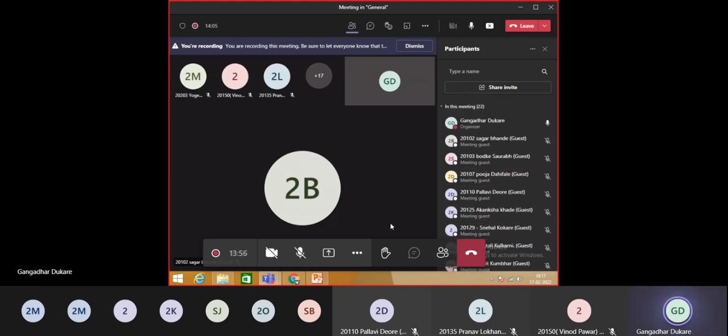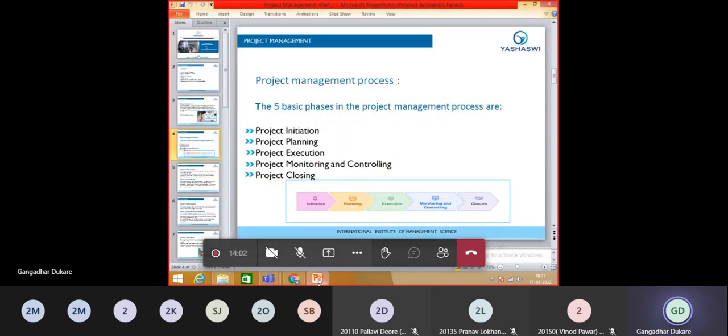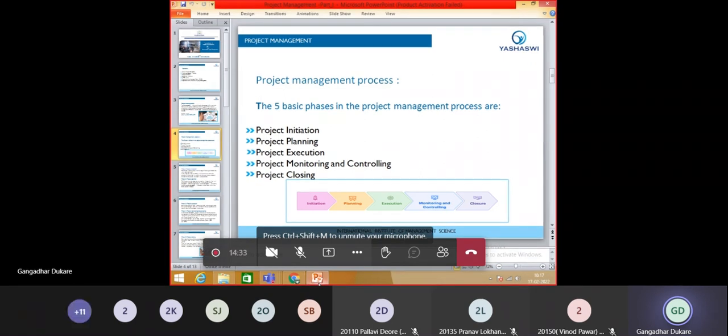Yes, Pooja. Just give me an example of how all these 5 steps are covered in a project, or explain each of these 5 project management processes. What are the parameters, or what is meant by the project start phase? Does anyone know? We have already covered it. What does the project initiation stage mean? This is the starting phase of any project management process.